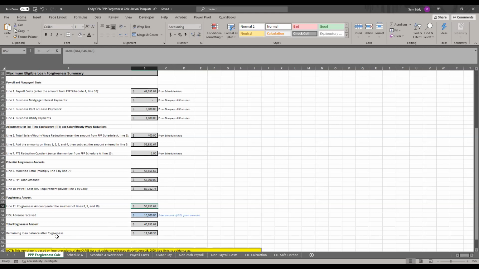And now we have also included here your remaining loan balance. So this is looking at a comparison of how much you actually received versus how much you are getting forgiven. So how much you potentially owe back from the PPP amount.